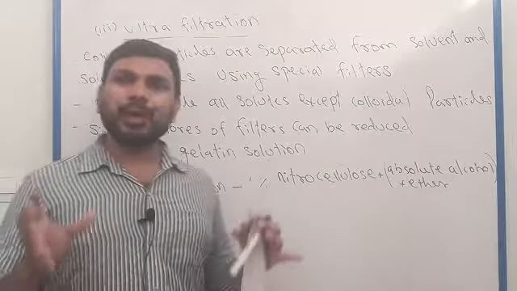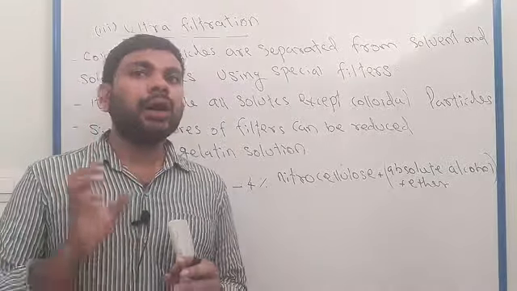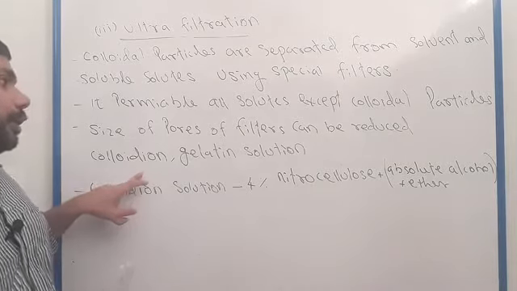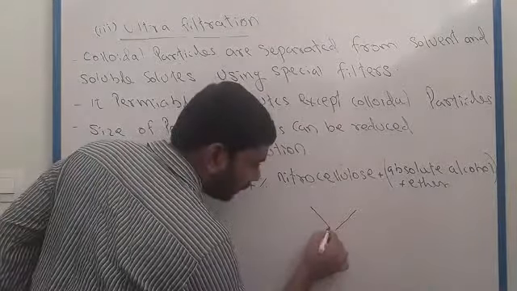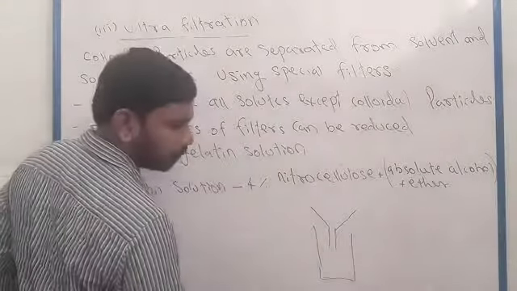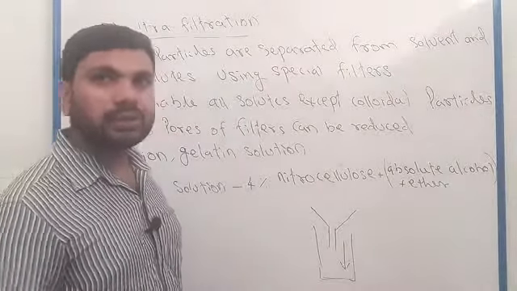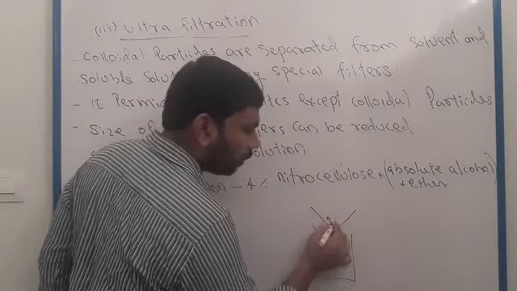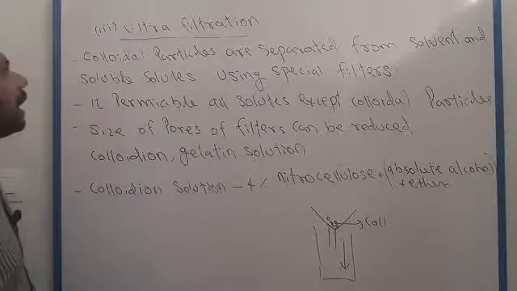For ultrafiltration, I told you we will use a specially prepared filter. We can control the size of the pores of ultrafilters using colloidion or gelatin solution. A specially prepared filter paper is used to filter the colloidal solution. It will pass all impurities, solvent, dissolved solute, everything, but the colloidal particles will stay over here. Only colloidal particles stay, and the rest everything will come down. This process is called ultrafiltration.